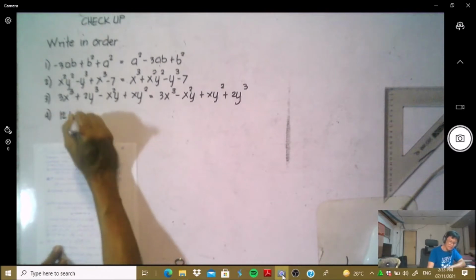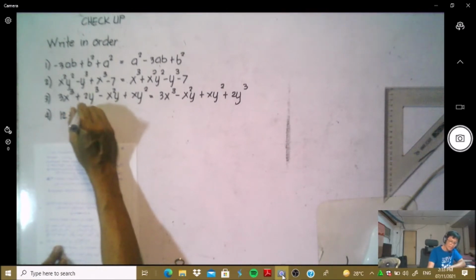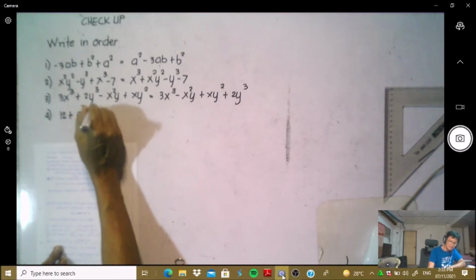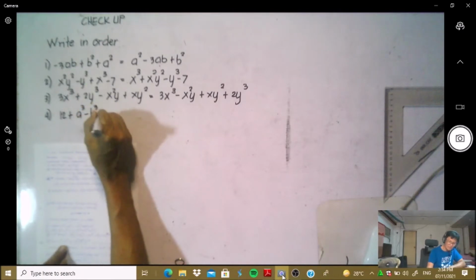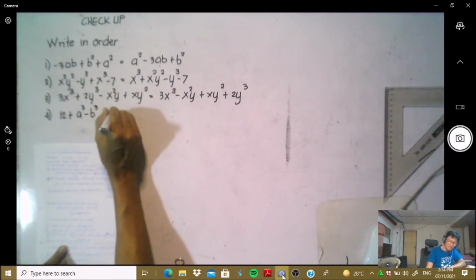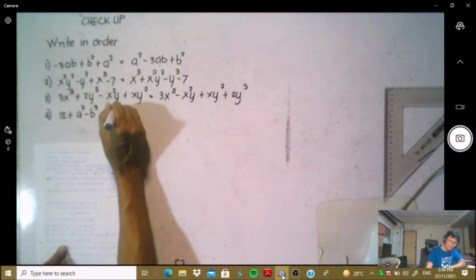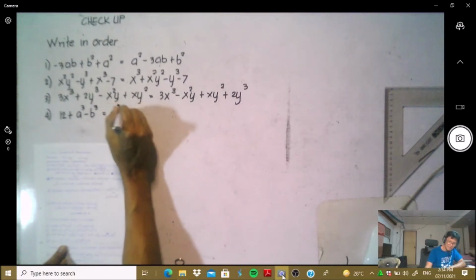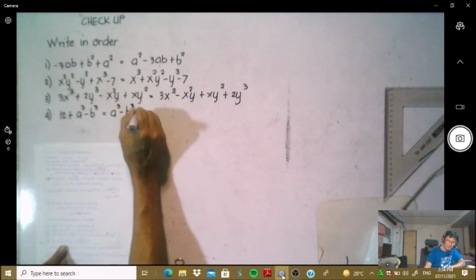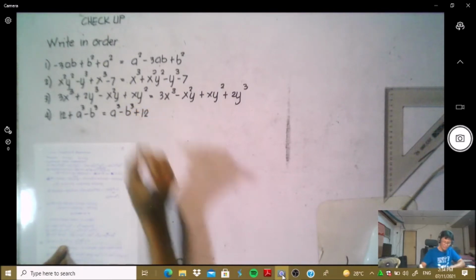For number 4, we have 12 plus a cubed minus b cubed. Okay, so we have to start with a. So we have a cubed minus b cubed, then last will be the constant 12.